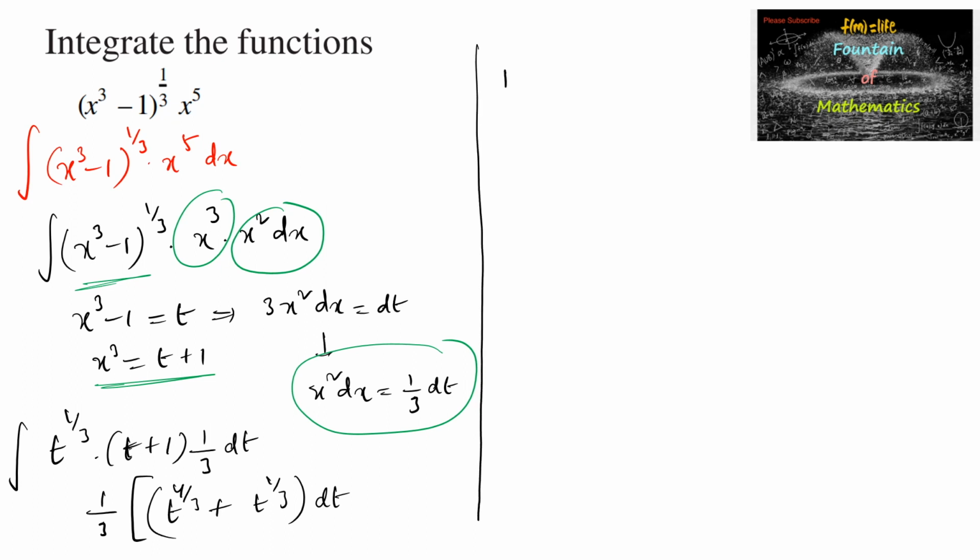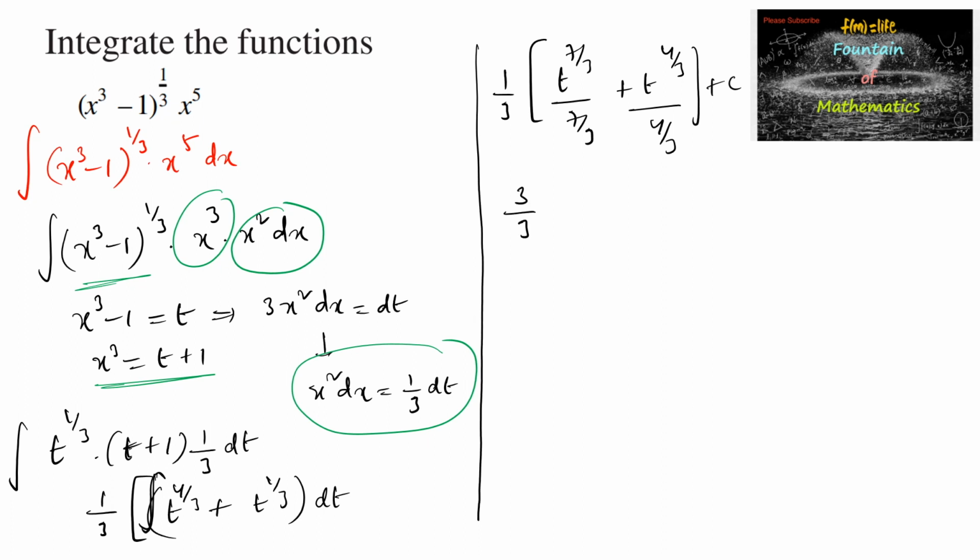On simplifying, 1 by 3 integrating t to the power of 4 by 3 plus 1, that is 7 by 3, divided by 7 by 3, plus t to the power of 1 by 3 plus 1, that is 4 by 3, divided by 4 by 3, plus integral constant c. So here we can write 3 by 3 times of t power 7 by 3 divided by 7 plus t power 4 by 3 divided by 4 plus integral constant.